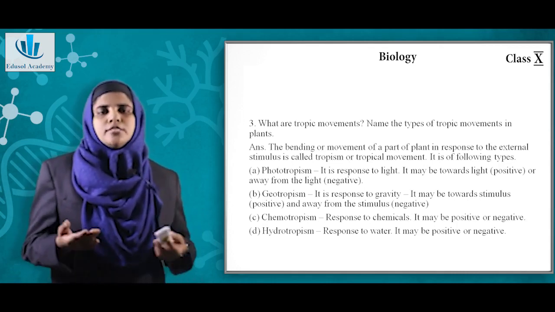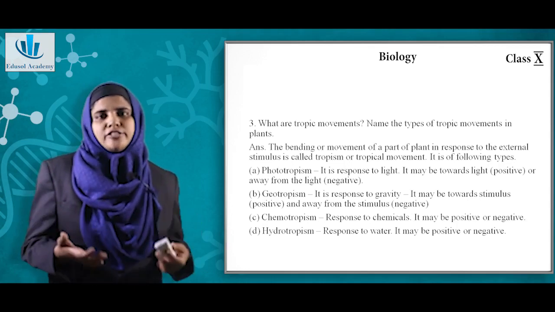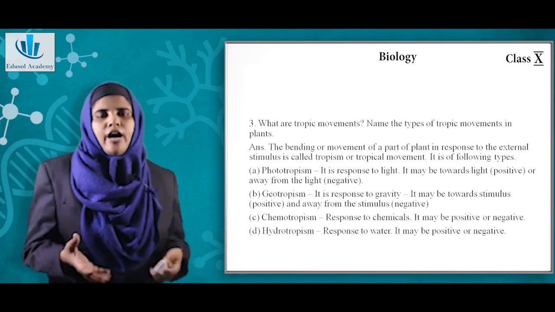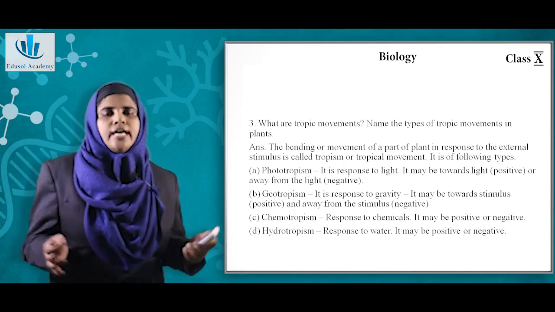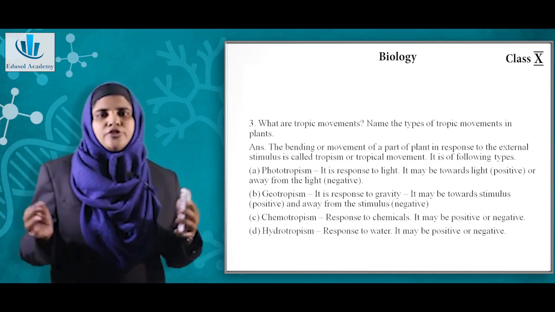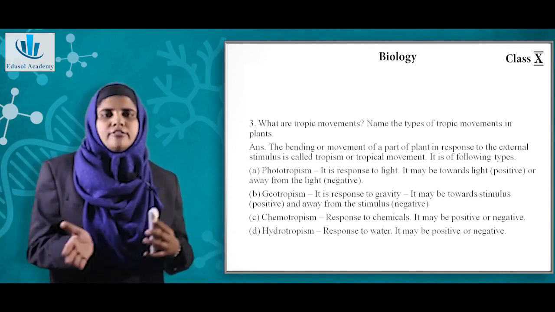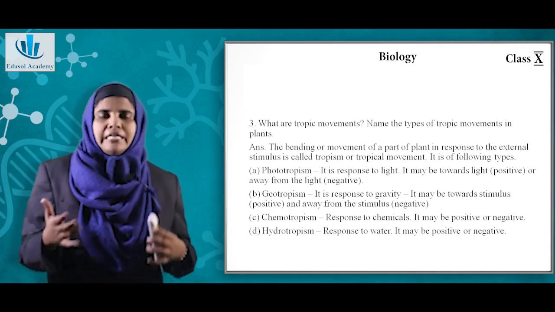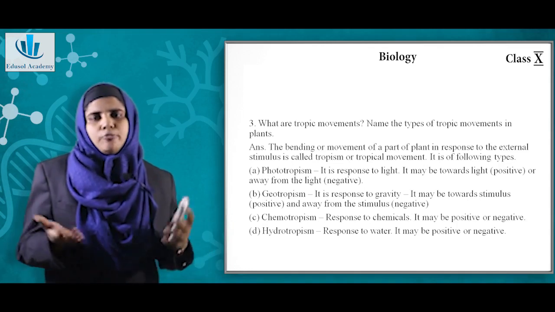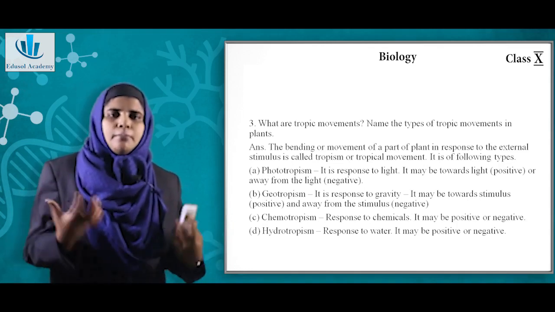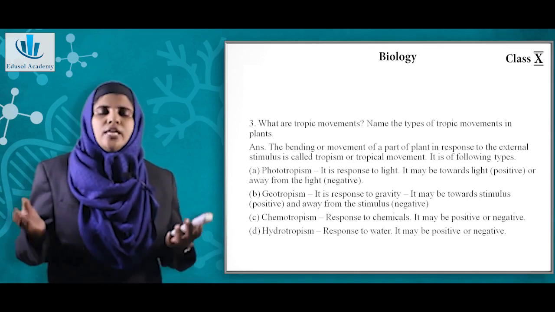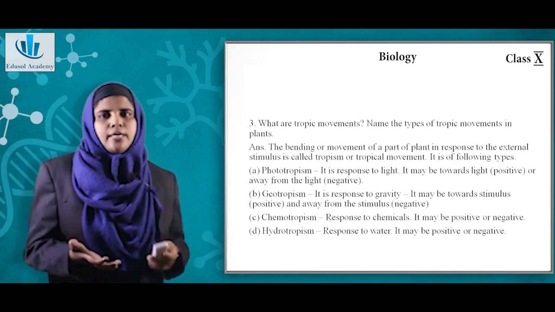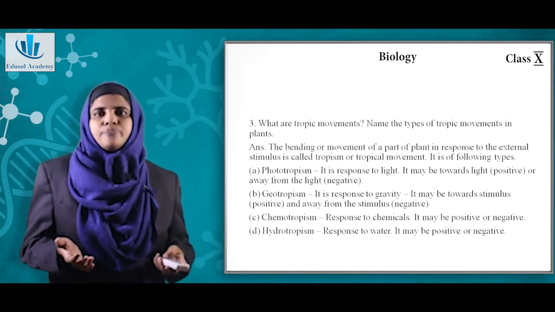Now, geotropism is the movement of a plant in response to gravitational force. That is mainly by the root part of the plant. Now we have chemotropism. Chemotropism is the attraction between the male reproductive part and the female reproductive part because of some chemicals released by the female, that is the stigma. That is the example for chemotropism. Now hydrotropism: some plants, for example mangroves, show an affinity towards water. These types of plants show hydrotropism.